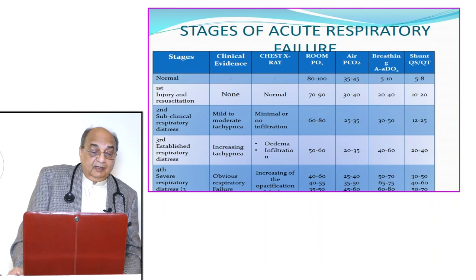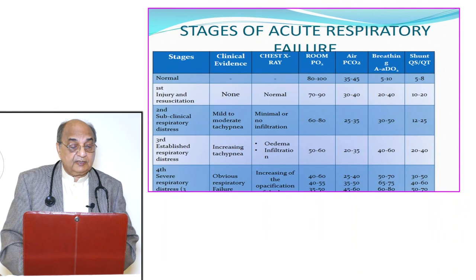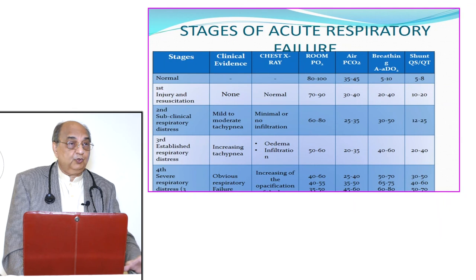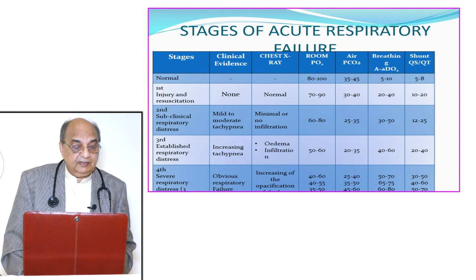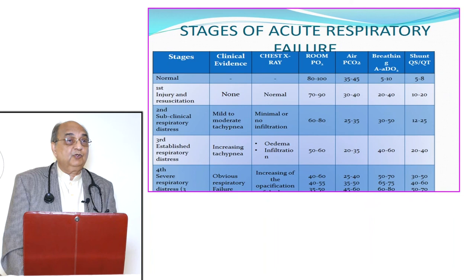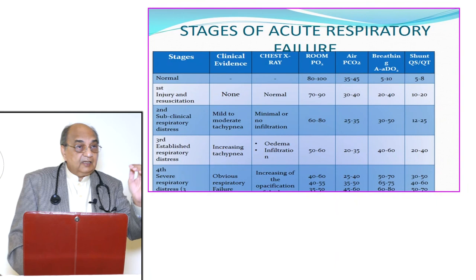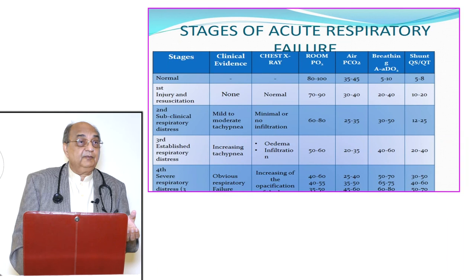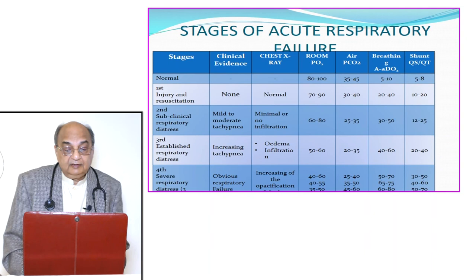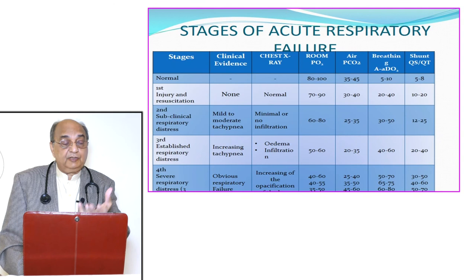Now, the first stage, when the patient's lung is affected, is called the stage of injury and resuscitation. At this stage, clinically, there is no evidence. The patient looks normal, and the chest x-ray is normal. If you look at the PO2, it starts going down to 70 to 90. That should give you an indication that something is going on in the lung. Then the PCO2 is also reduced, because the patient is breathing slightly faster, passing out CO2. CO2 comes down to 30 to 40. Then the A-a gradient increases to 20 to 40. Then the shunt is 10 to 20.